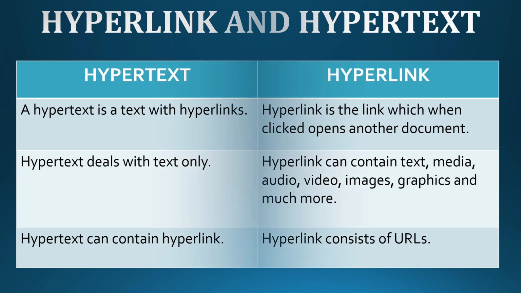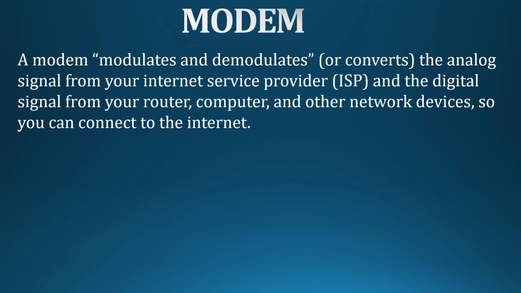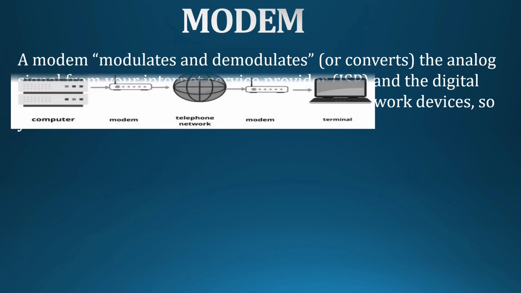Next, modem. Modem means modulator, demodulator. Actually, a modem modulates, or we can say transforms, the outgoing digital signals coming from a computer or any other digital device into analog signals, for example, through the telephone lines. And it also converts analog signals into digital signals. So modem means modulator and demodulator. It converts analog signals into digital and digital signals into analog signals.